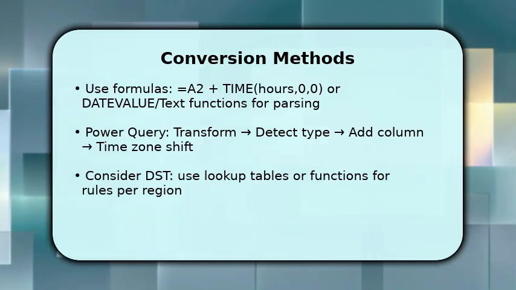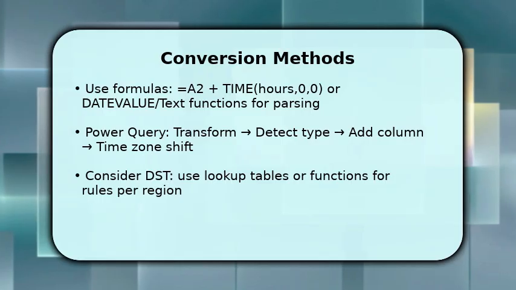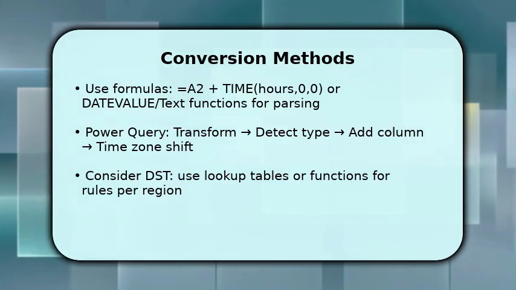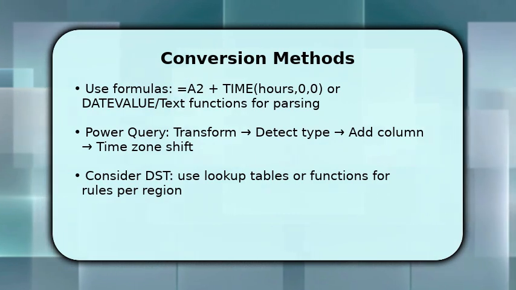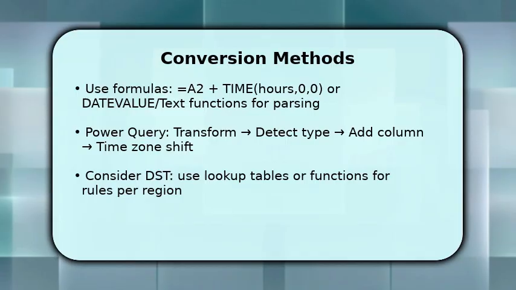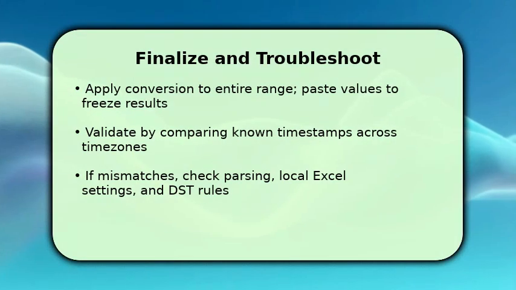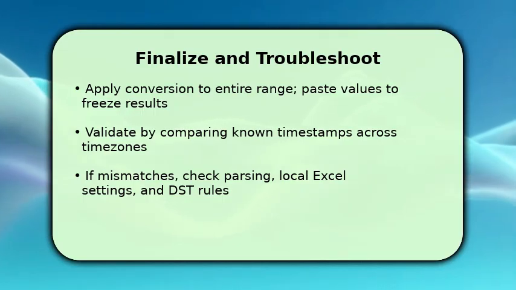For Power Query, import the column, change type to date time zone, then use Transform > Time Zone to shift to the target zone. Make sure to test with sample dates near DST transitions. You finish by applying the conversion across your dataset, and then paste as values so results don't recalculate unexpectedly.